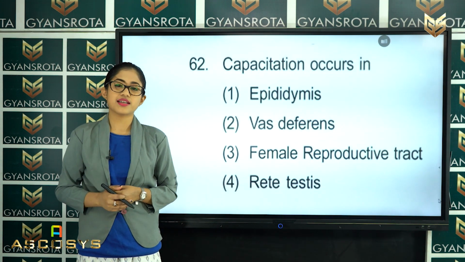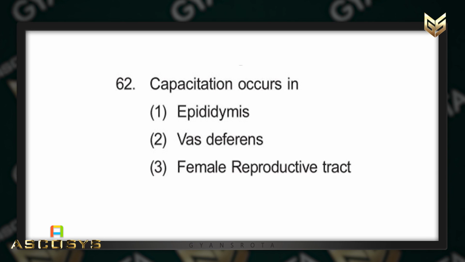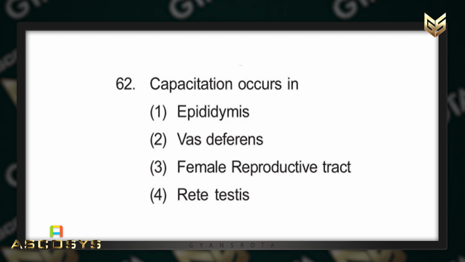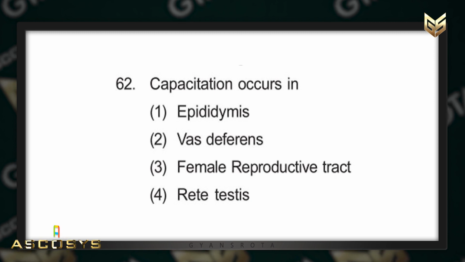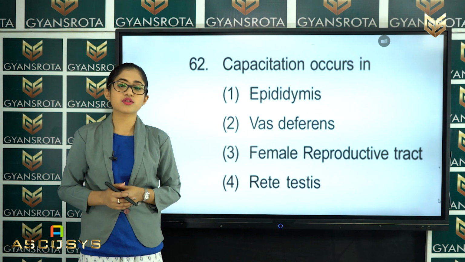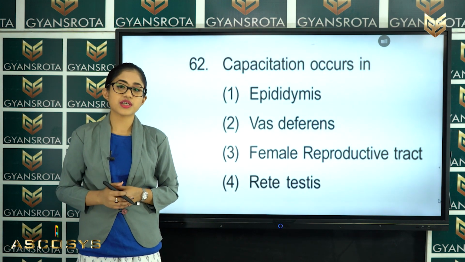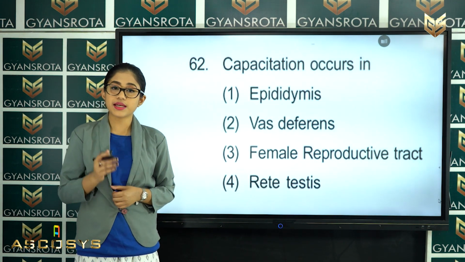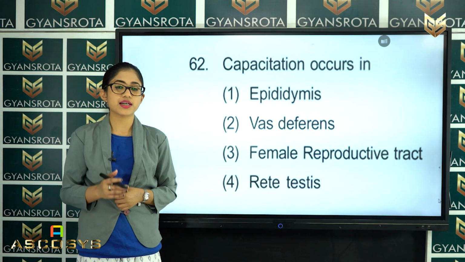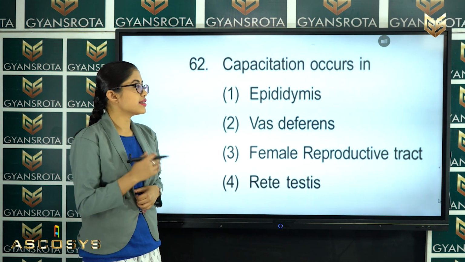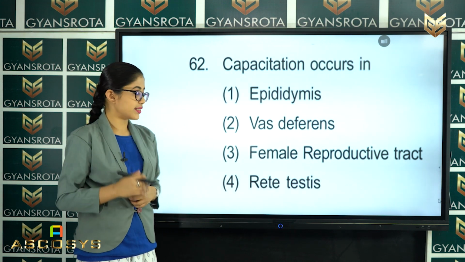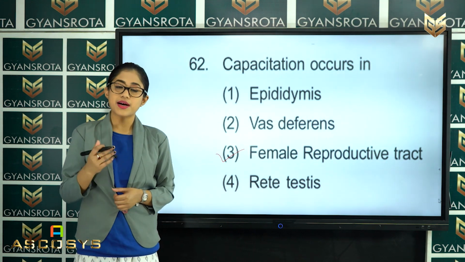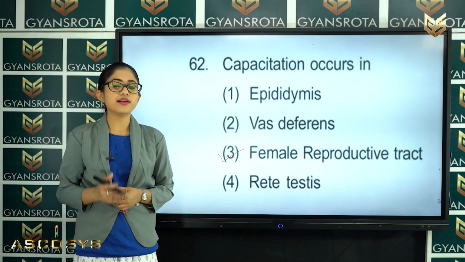Alright. Now, let us see the next question. Question number 62 states that capacitation occurs in epididymis, vas deferens, female reproductive tract or rete testis. So, this is also a very easy question and this is from the chapter human reproduction. There you have not got this term capacitation, but this capacitation occurs in the female reproductive tract. So, which among them is the female reproductive tract? That is option number 3. So, capacitation occurs in the female reproductive tract.